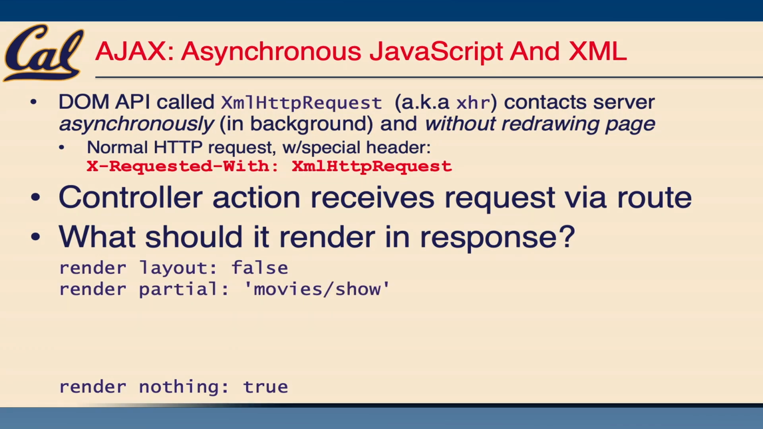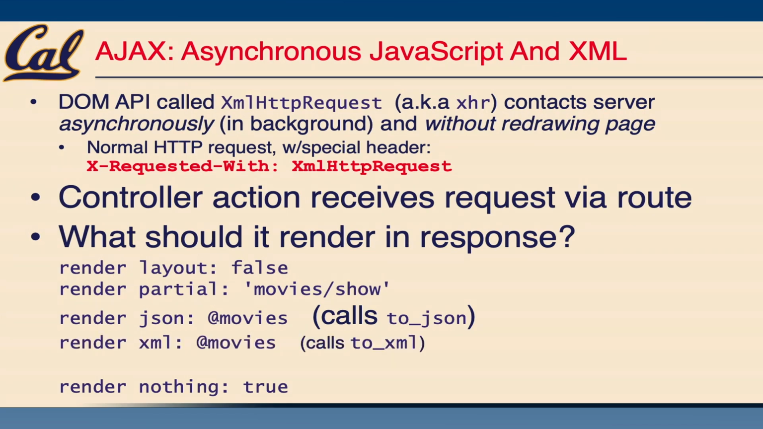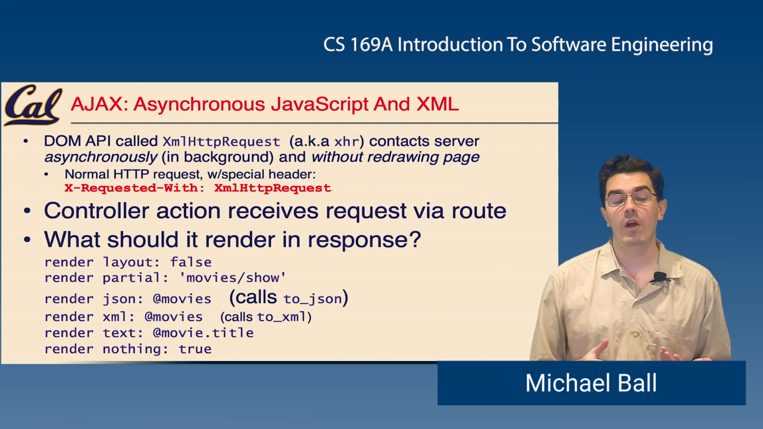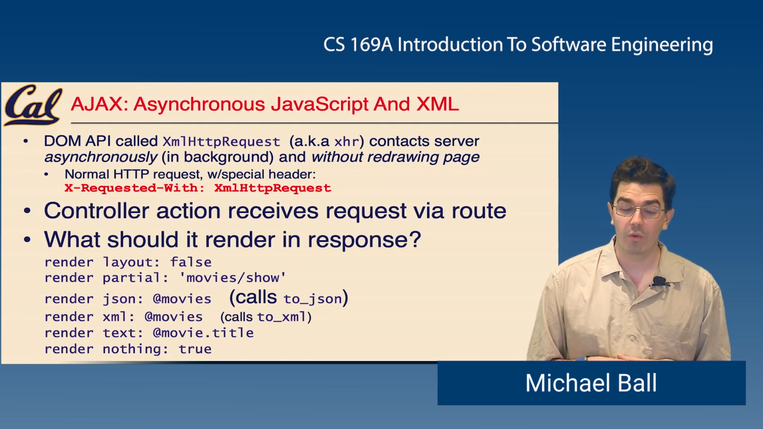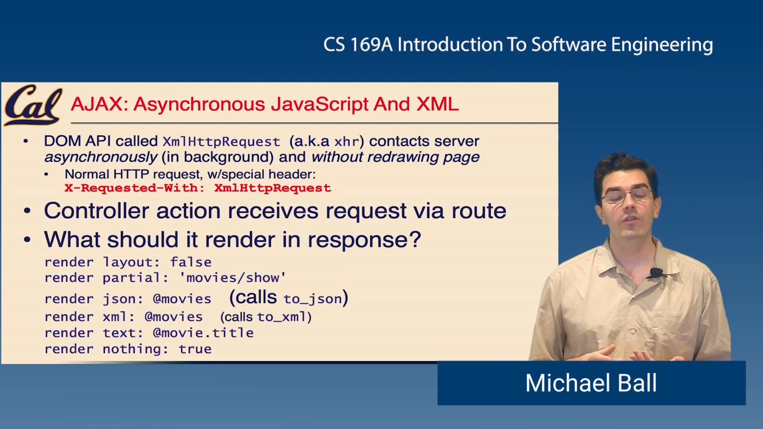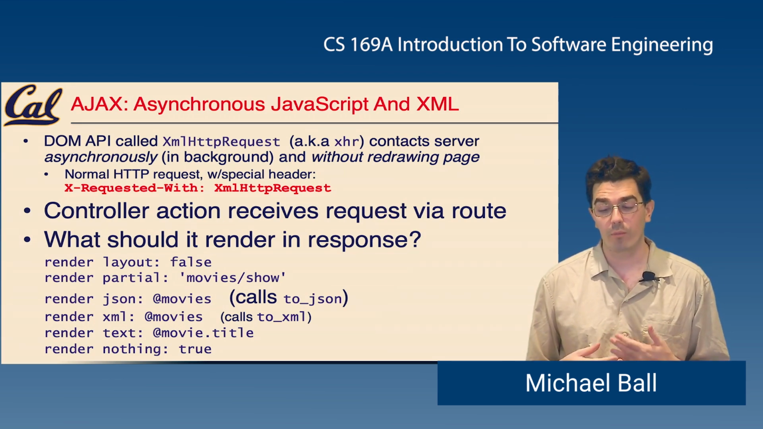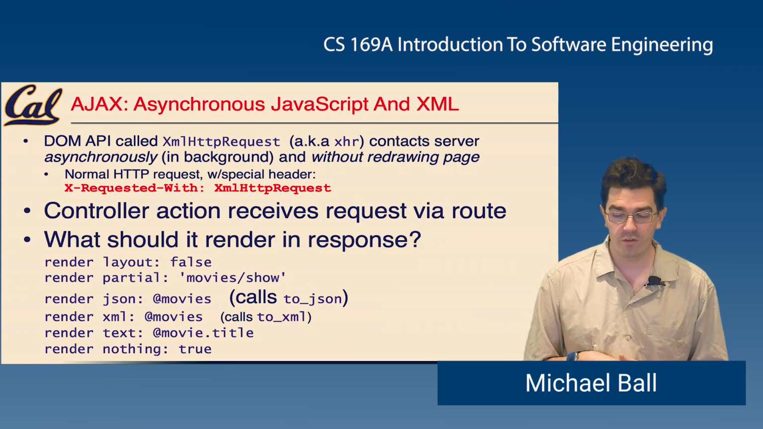We can render a partial, like just the form for a movie or just the information perhaps, or a row in a table. You might call or implicitly call movie.toJSON and render a JSON response if you're working with an API. This is pretty common. You might render an XML version depending on your website, or you could just render some text. But what you should render probably depends on the interaction that you're trying to work with. In modern SaaS applications, rendering JSON and rendering HTML partials are probably the most common kinds of interactions.